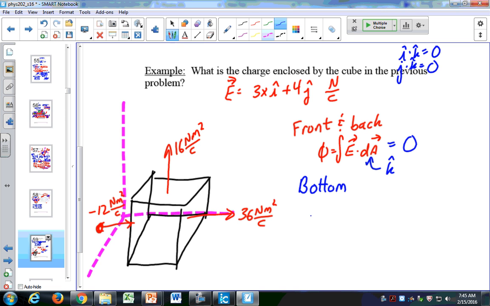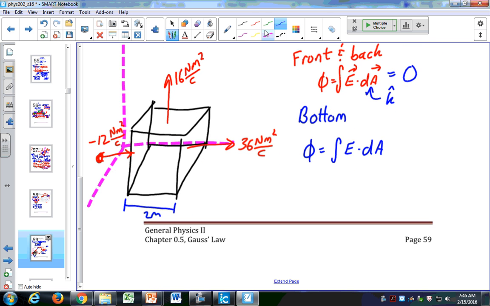So really all we have to do here is find the flux for the bottom face, and that flux is going to be the integral of E dot dA. Give that a go. You have the E here, our area. Remember, if you remember back from that problem, this is a 2-meter cube, so it's 2 by 2 by 2. So what is the flux from the bottom of this cube? Then calculate what that flux should be.